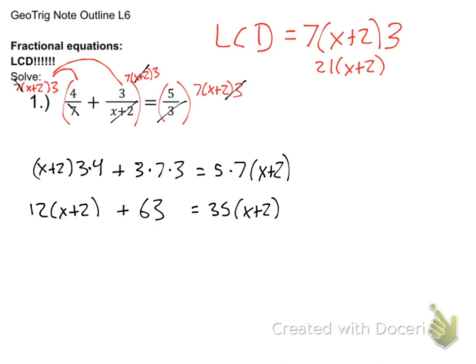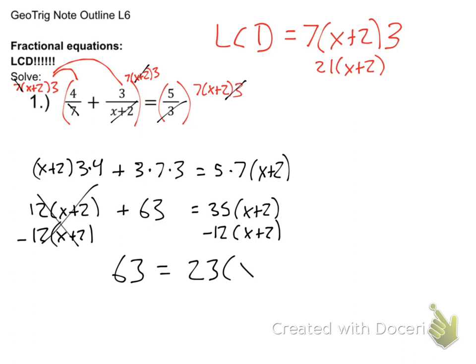So, which one's smaller? 12 of them or 35 of them? So I'm going to move the smaller version, which does simplify things to smaller numbers. These are gone. So 63 equals, what's 35 of something minus 12 of something? 23 of something, and those somethings happen to be x plus 2's.